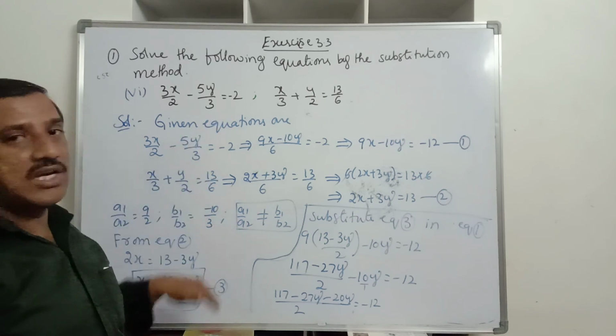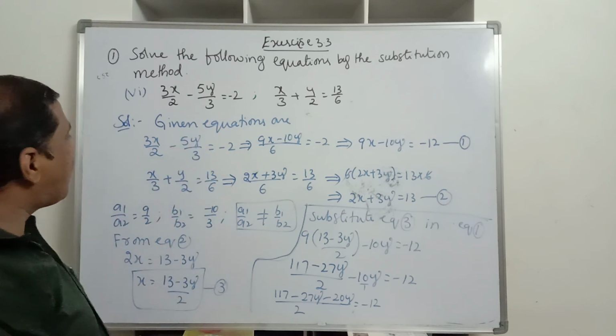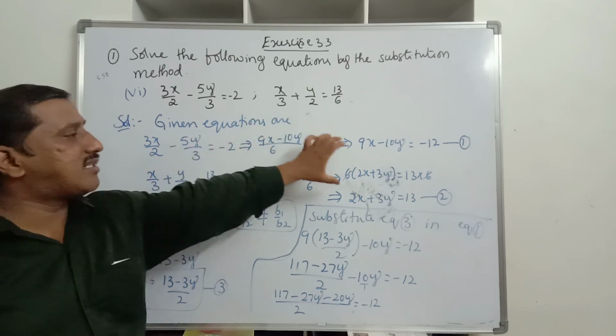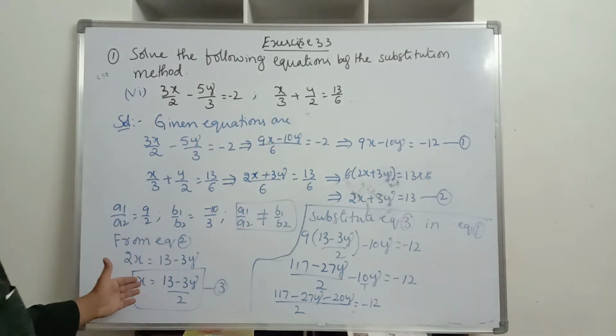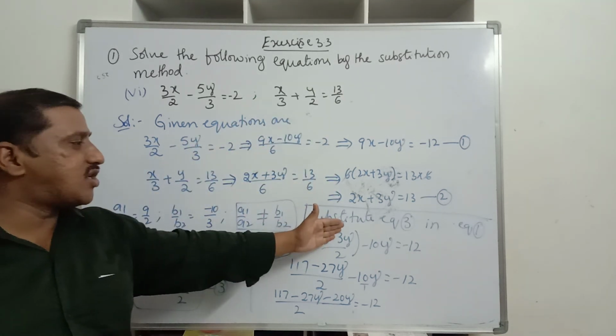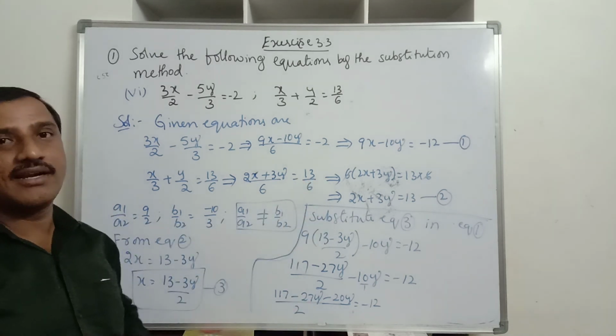So next we'll continue here. Is it clear? What we did is, we changed these equations into that form. Then from equation 2 we got equation 3, that is substituted in equation 1 and we reach here. We'll continue.